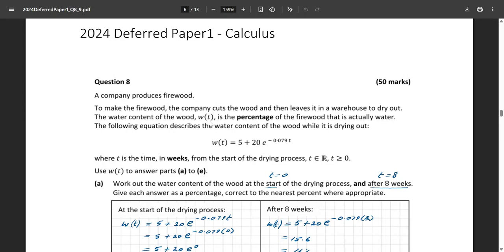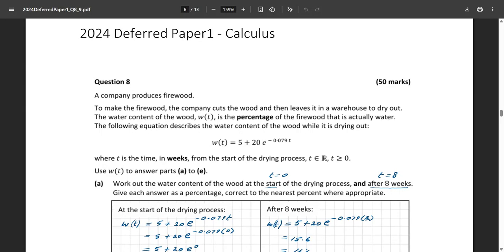It's a function of time. And so what W(t) stands for in this equation here is the percentage of water in the firewood, and t is given in weeks. So basically it says down here t is time in weeks, so all these things are in bold for a reason. The percentage of water is W, and in bold, weeks, is the time t.